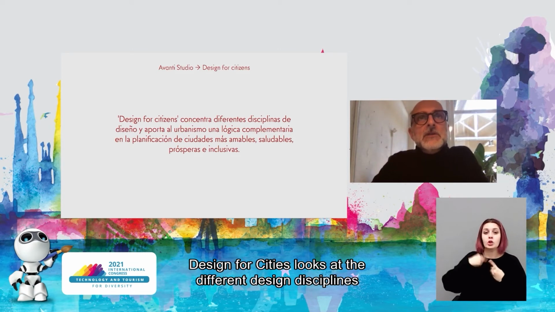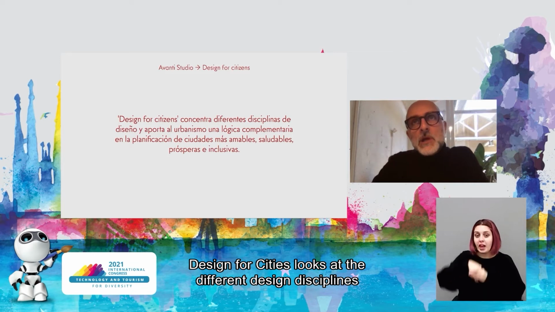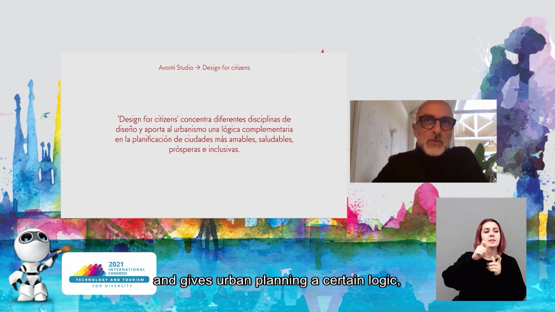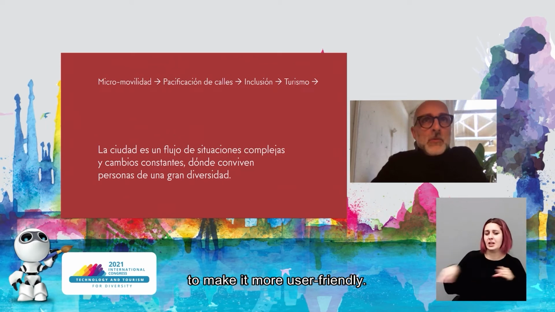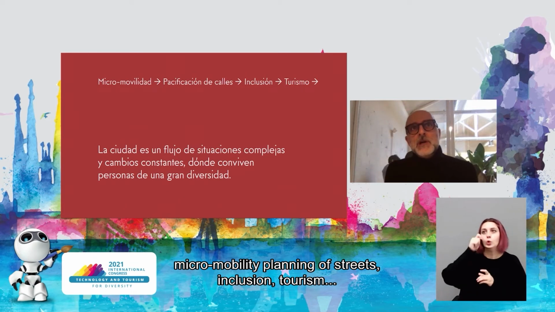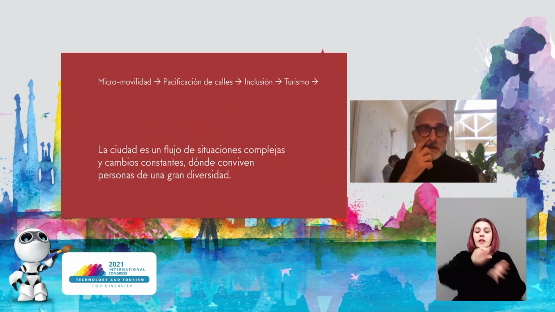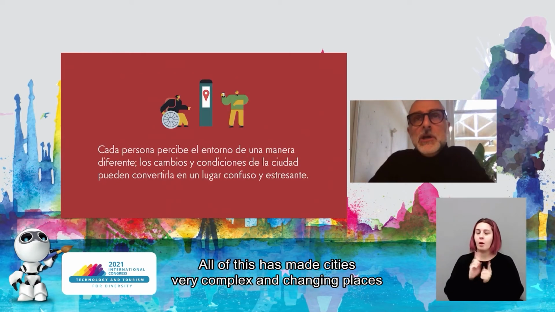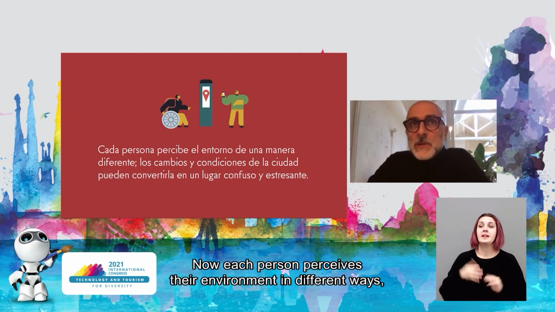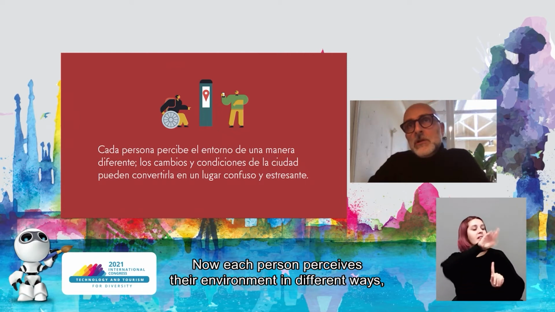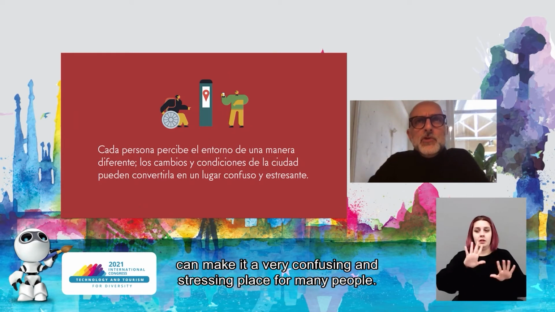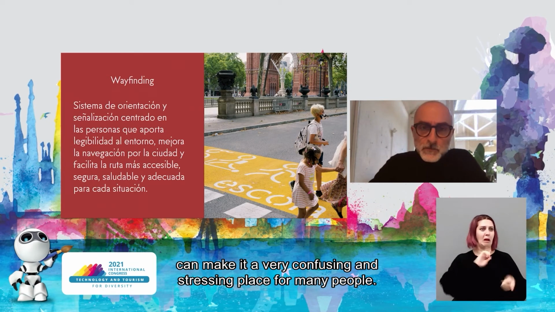The design for city looks at the different design disciplines and gives urban planning a certain logic to make them more user-friendly. Micro-mobility, planning of streets, inclusion, tourism, all of this has made cities very complex and very changing places where a diverse group of people live. Now, each person perceives their environment in different ways, and this flow of changes in the city could make it a very confusing and stressful place for many people.